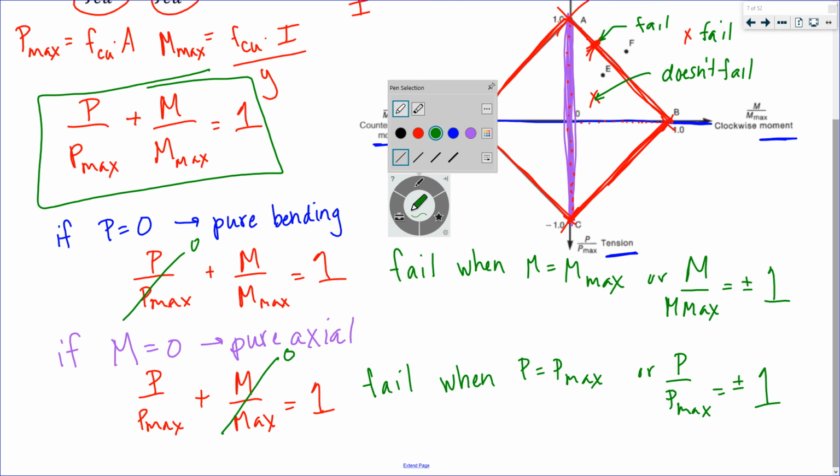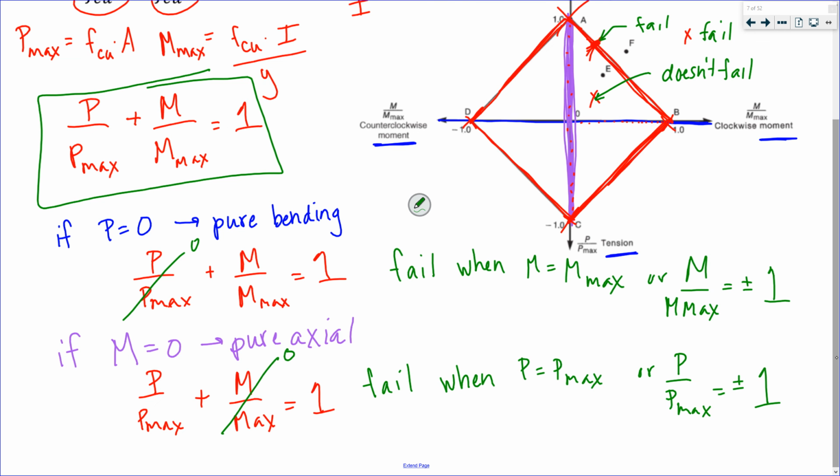As long as you are within this little interaction diagram that describes the relationship between how it performs under axial load and bending, as long as you're within that surface, you're fine. The minute you hit that or go out of it, now you've failed. I guess if you're right on the surface, you're right at the cusp of failing.